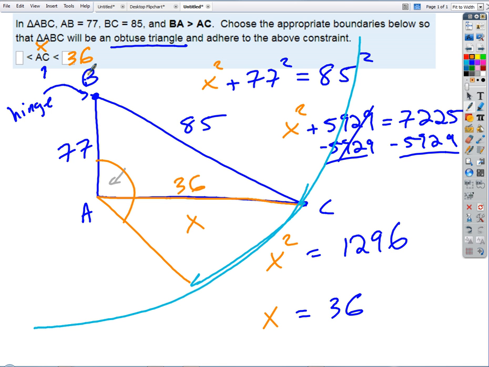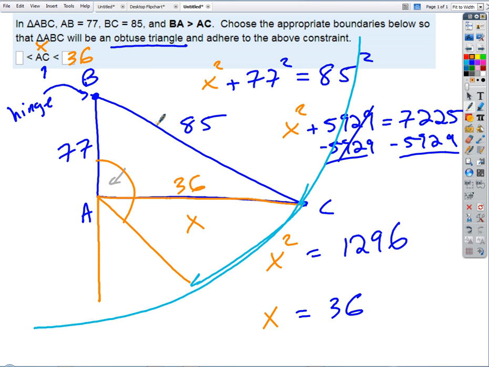Now, what's the lower limit going to be? What's the smallest that x could be? What's its lower limit? It's got to be bigger than what? No, it can't be bigger than 77, if it's less than 36. What's going to happen if I keep on shortening this? At some point, this is going to be straight down, isn't it? And this segment right here that's 85 is going to have swung all the way down there.